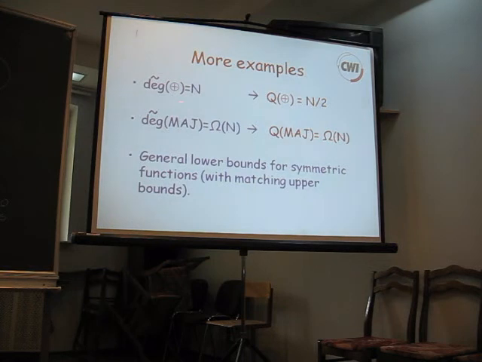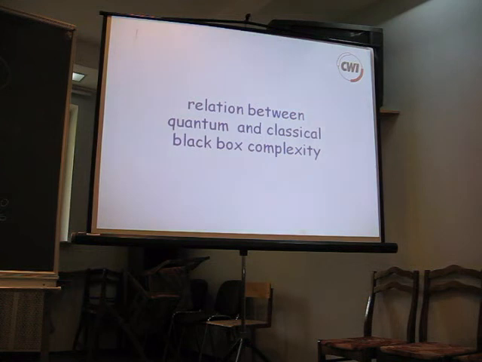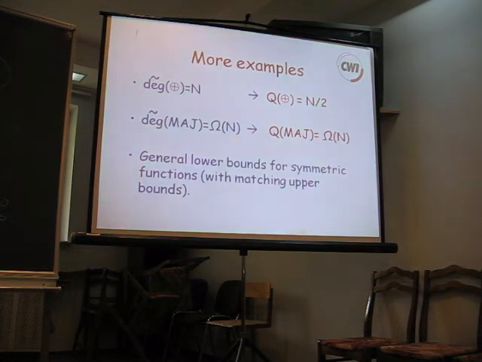Again, the degree of the majority can be computed. It's omega n, and hence the quantum query complexity for computing majority is also omega n. So in general, you have lower bounds for symmetric functions where the upper and lower bounds are tight, because you can look at the results in the literature for these functions. And then actually what we managed to do is come up with algorithms that matched these bounds by tweaking Grover's algorithm.